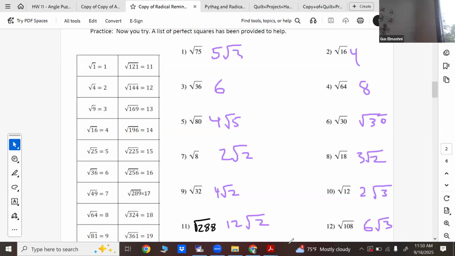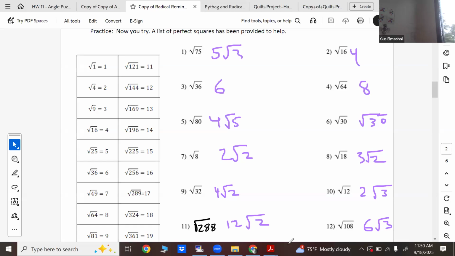For 5, 16 times 5 gets you 80, so root 16 is 4. For 7, 4 times 2 is 8, so you get 2 root 2. 8, you can do 9 times 2, so 3 root 2. For 9, you can do 16 times 2, which is 4 root 2. For 10, you can do 4 times 3, so 2 root 3. 11 is a tricky one, but if you look up into the table, 144 is half of 288, so you get 12 root 2.